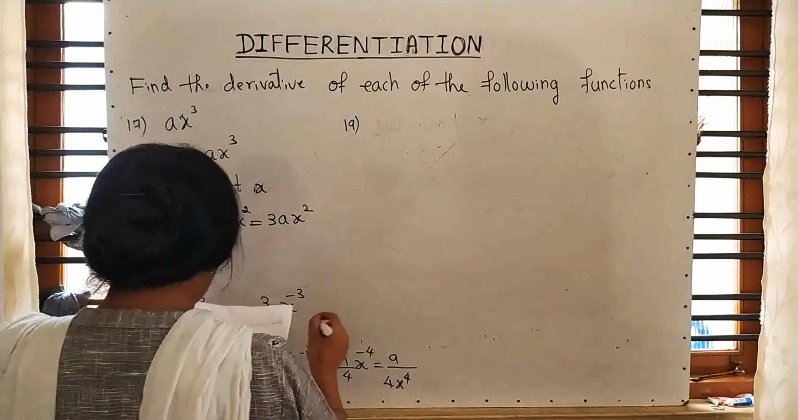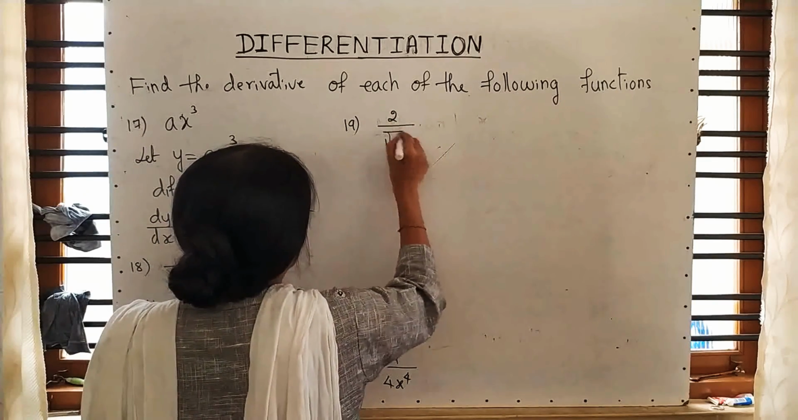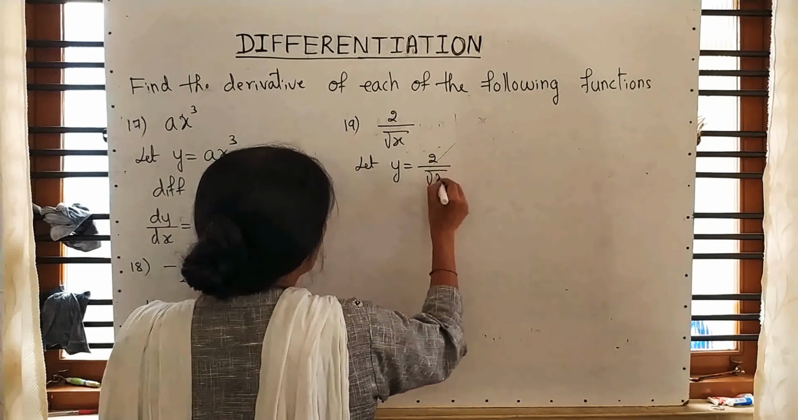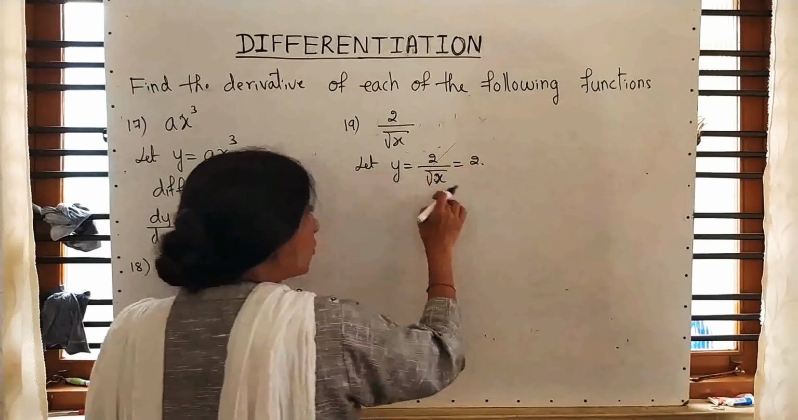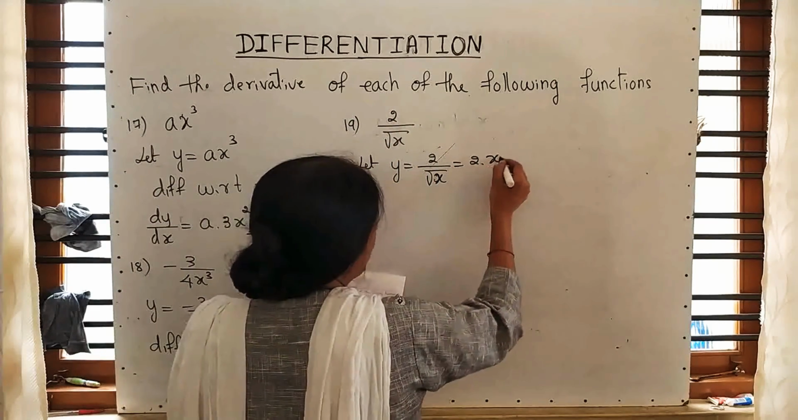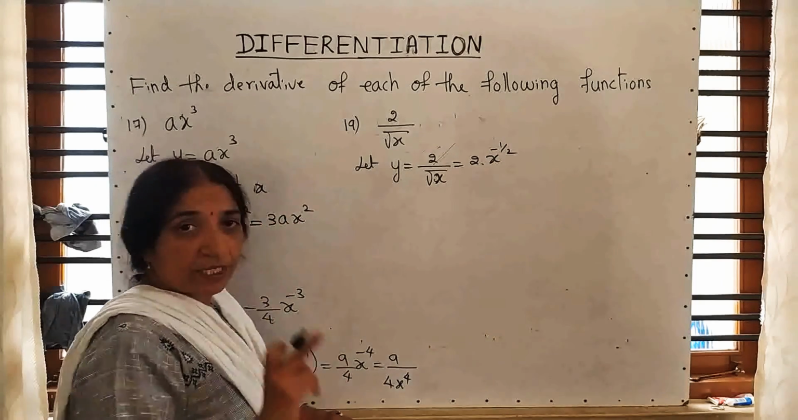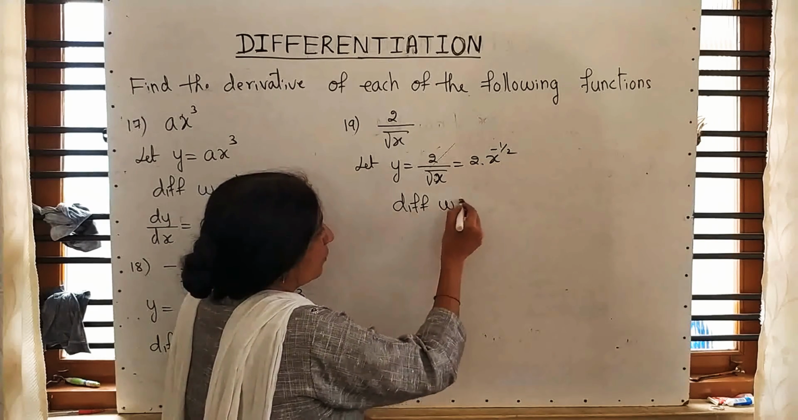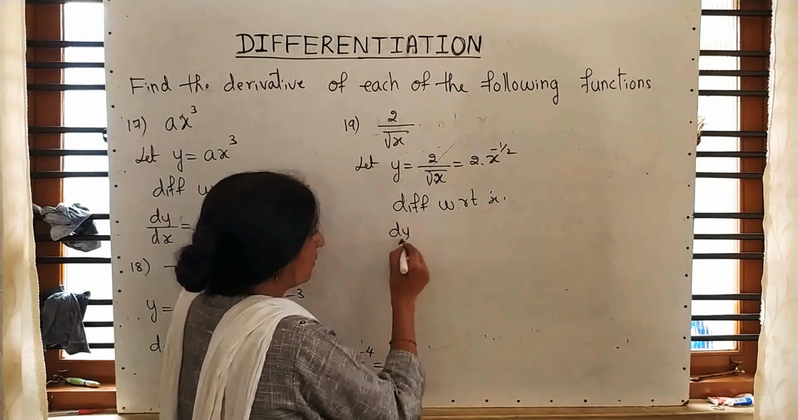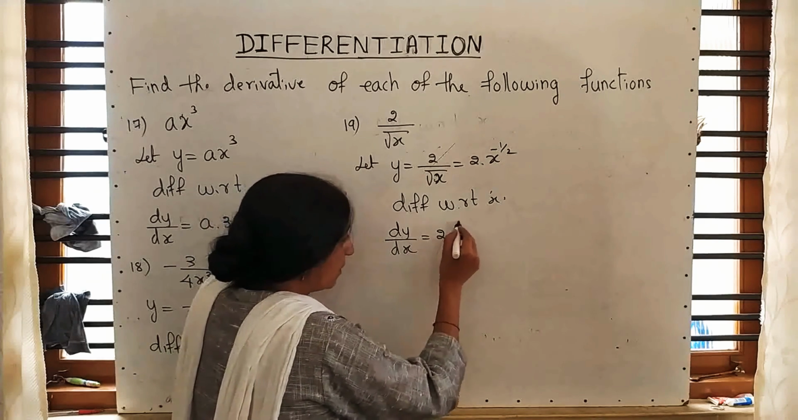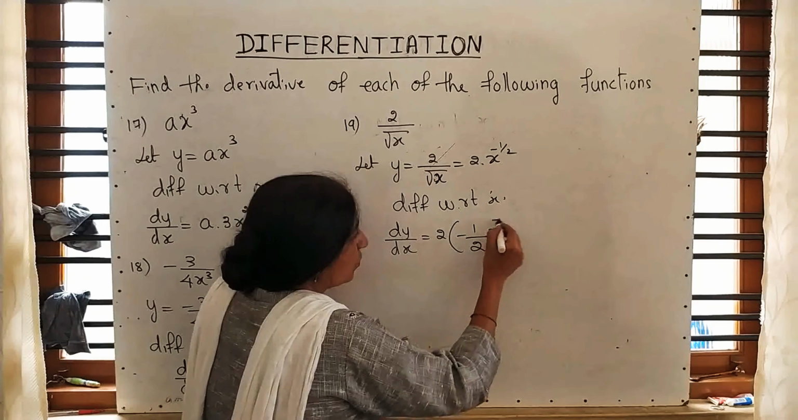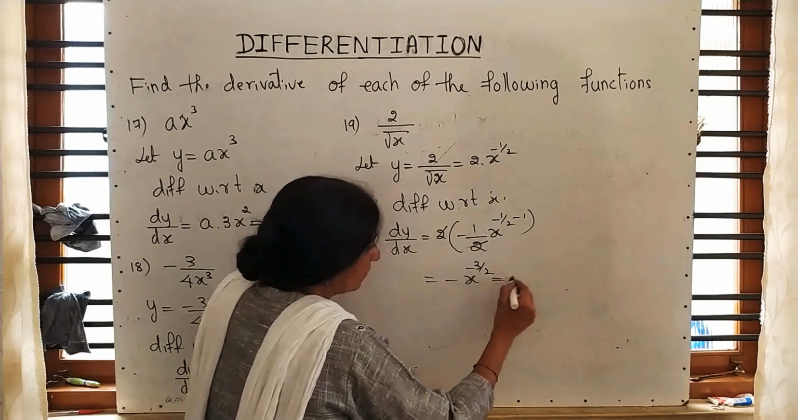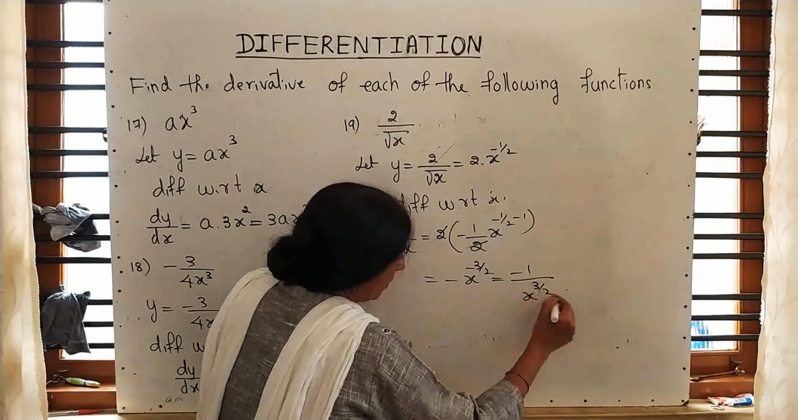Next question number 19. 2 upon root x. See how you write. Let y is equal to 2 upon root x, and I kept 2 as it is. Root x, when you take it in the numerator, will be written as x to the power minus half. Correct or what? Because root is half. When we take it in the numerator, it becomes minus half. Differentiating with respect to x. 2 as it is. This is n into x to the power n minus 1. This 2 and this 2 get cancelled. So this will be the answer. Correct or what?